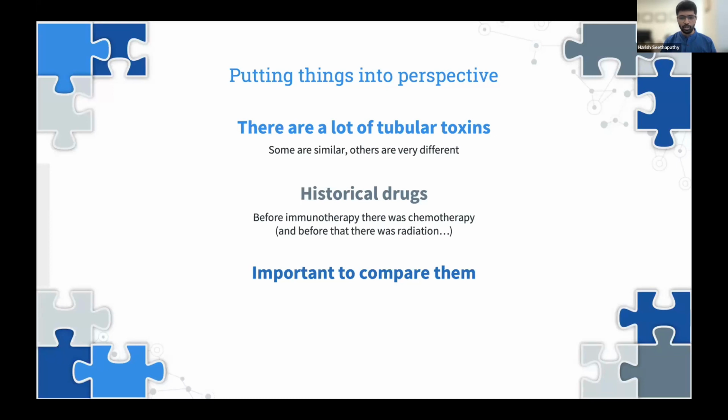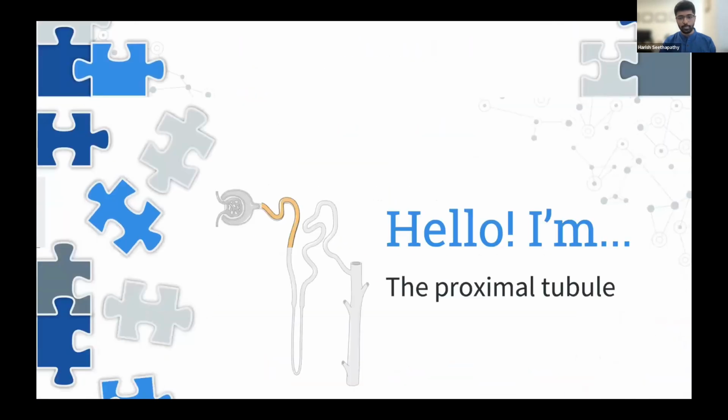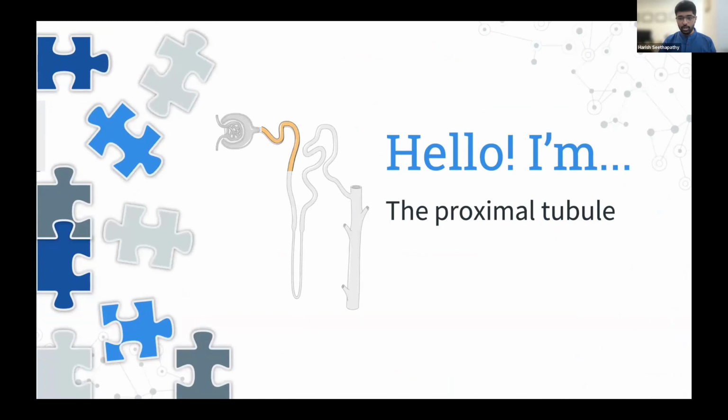A lot of the time we talk about them in isolation. We talk about cisplatin, or we talk about methotrexate, or ifosfamide, but we don't really put them into perspective as a whole. Because the site of damage may be the same, but the hurricanes they create are sort of different.